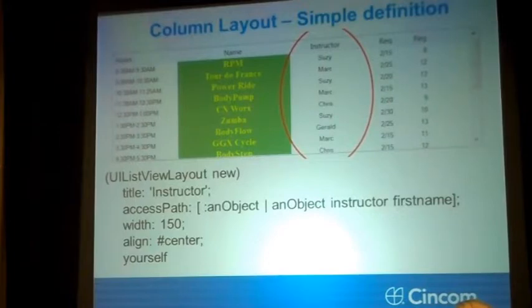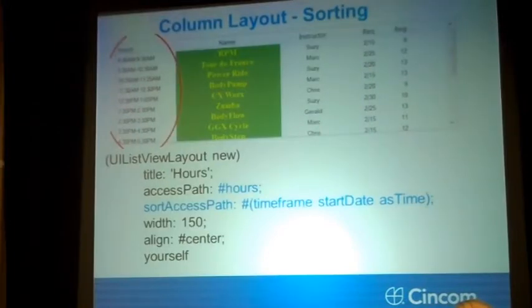This is what's used, for example, for bidding structure. If you now look at the hours column, you see that the access path is different because we only use the symbol. This is the method sent to the object. And we also have a sort access path. This is used if we click the column header. These methods are used to do the sorting for us. If we don't assign a sort access path, the normal access path is used.